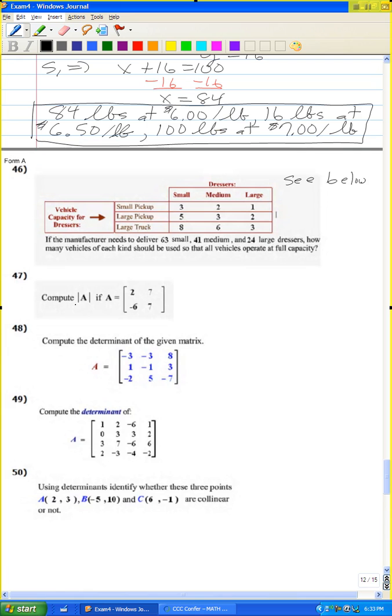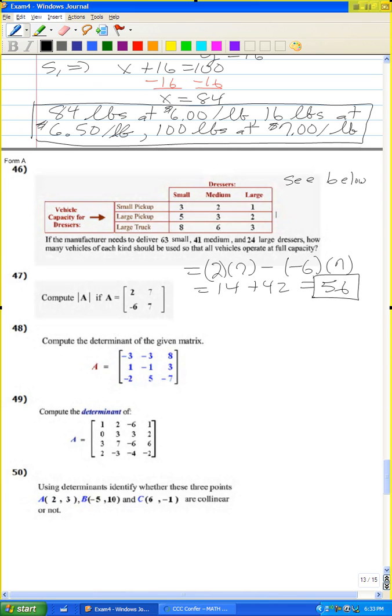Compute the determinant. And so that's just going to be 2 times 7 minus negative 6 times 7. 14 plus 42 is 56. And that is your answer.